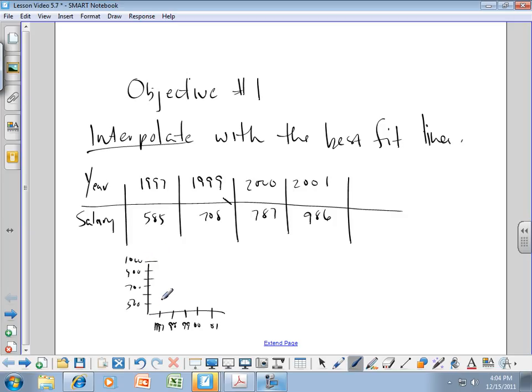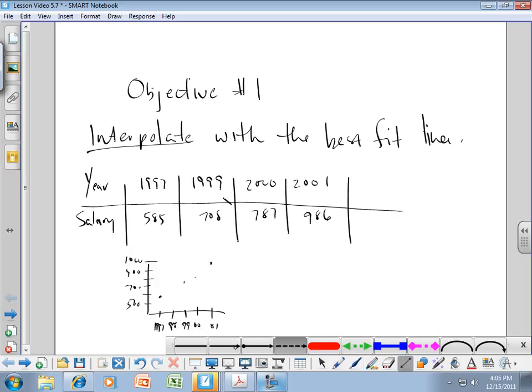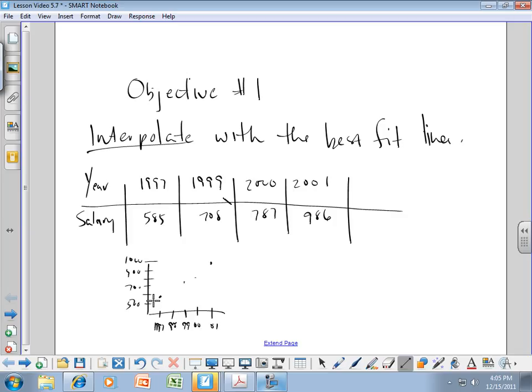So in 97, it was $585,000. In 98, we don't know. In 99, it was $708,000. In 2000, it was $787,000. And in 01, it was $986,000. Okay? And so we can make that scatter plot, and then we can probably draw what we would consider to be our line of best fit through that. Okay? Yeah, our line of best fit.